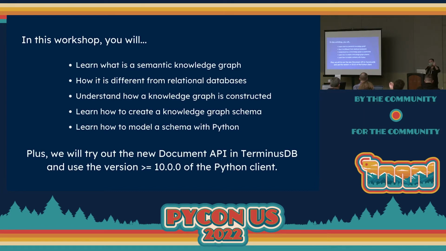Why do we store data in a semantic knowledge graph? Why don't we want to use a relational database like we did all the time? Why is it different? And how is a knowledge graph constructed? There are some building blocks in a knowledge graph that we're going to learn today. If you haven't heard about triples, quads, or these crazy wordings, we're going to have a look today.